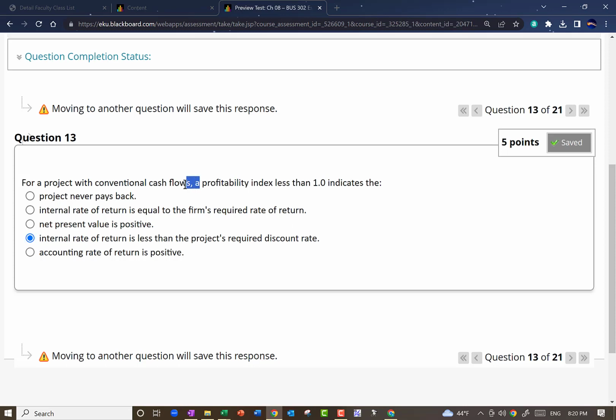That's why this is a crucial subtext. If that wasn't there, PI less than 1 does not necessarily mean IRR is less than the discount rate. That depends, because of the multiple solution issues.